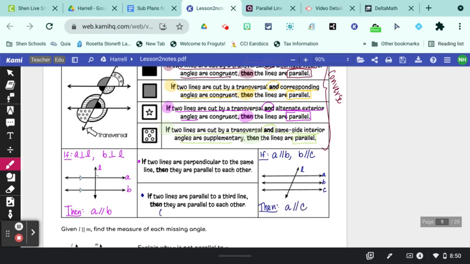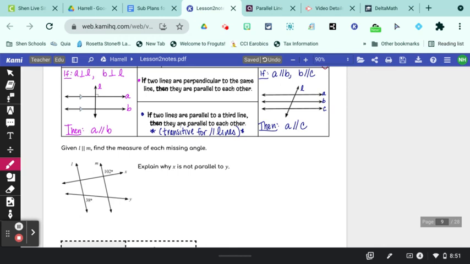This kind of looks like transitive, but this is what we use for parallel lines. So in this example, you couldn't use transitive. You can't use transitive with parallels. So this is the reason that you would use instead of transitive.